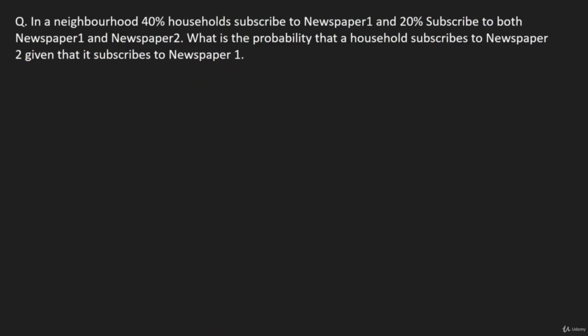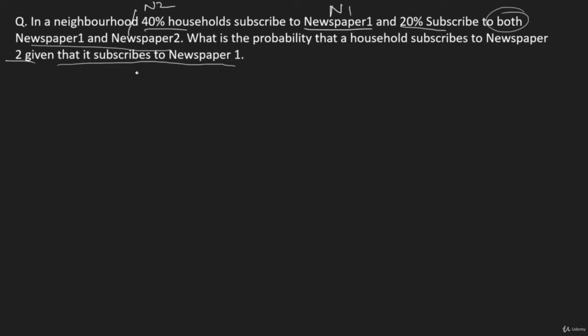In a neighborhood, 40% of households subscribe to newspaper 1. Alright, and 20% subscribe to both newspaper 1 and 2. What is the probability that a household subscribes to newspaper 2 given that it subscribes to newspaper 1? So this is a clear instance of conditional probability. Pause the video, give it a try, and then let's do it together. Alright, we are back. I hope you have given it a try. Let's denote newspaper 1 as N1 and newspaper 2 as N2.